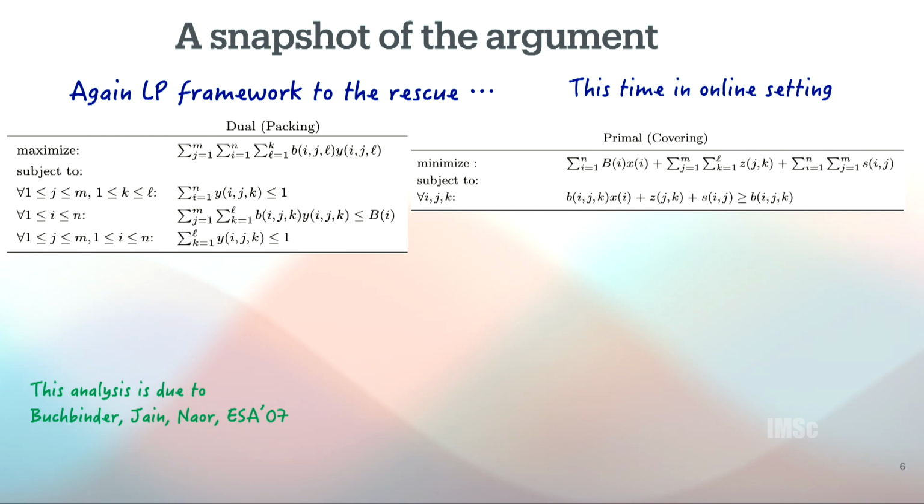So, what is happening here is this is an indicator variable which represents y_ijk. Think of it as being 1 if advertiser i gets matched to the keyword j to the slot k.